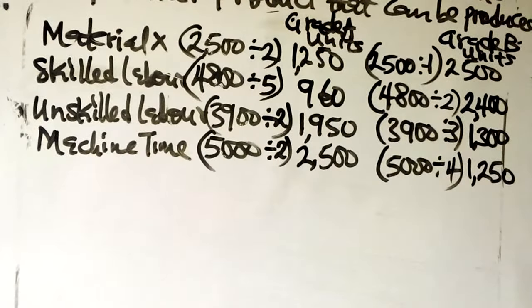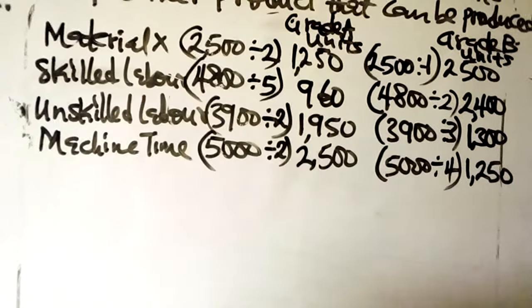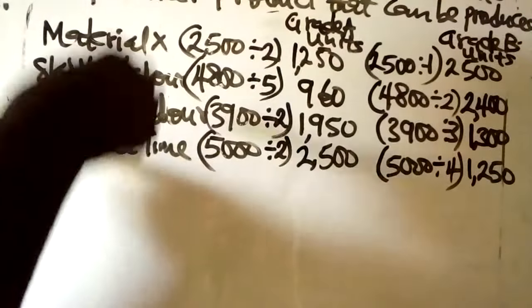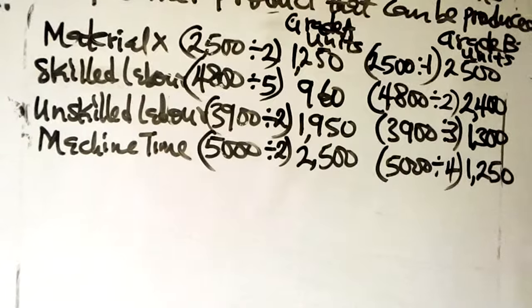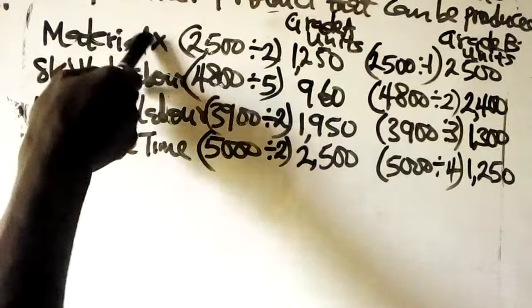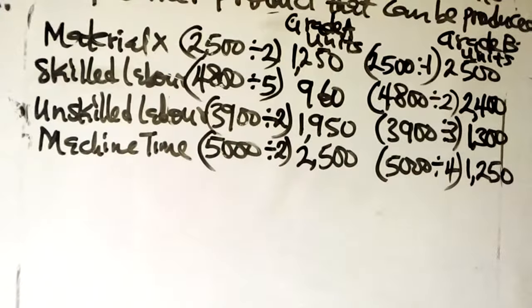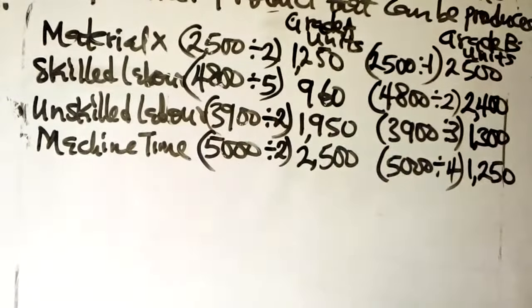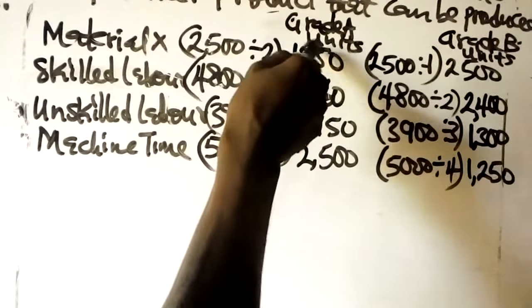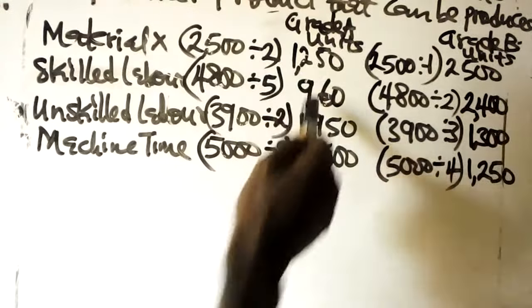Remember, the same for the production of grade A. They will need materials. At the same time, they will need labor: skilled labor and unskilled labor. They will equally need machine time to produce the same unit of the product. Now, the materials they have can produce 1,250, but the labor hours can only produce 960. That means even though you have sufficient material, the skilled labor hour will not be enough to produce 1,250. You can only produce 960 with the skilled labor.